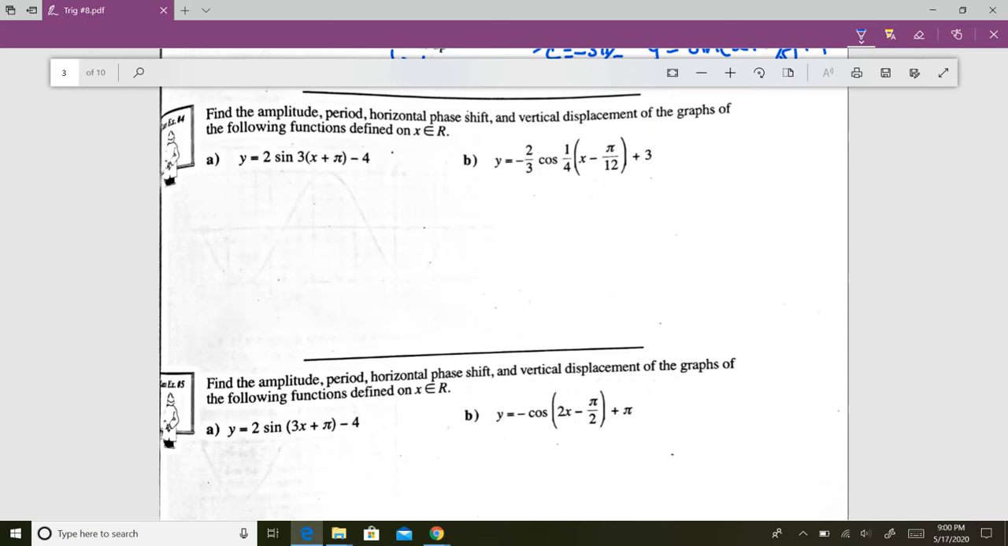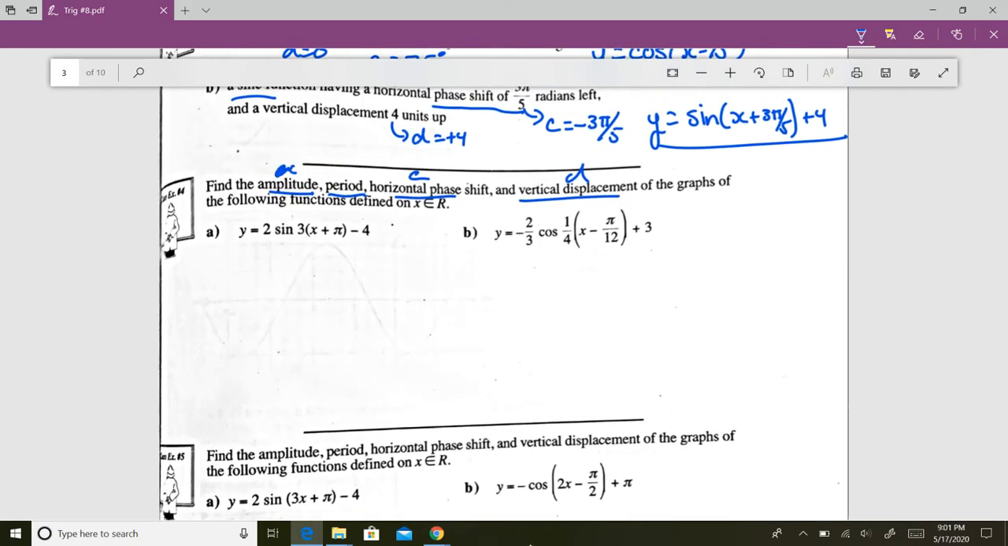Now you have the equation, and you just have to tell me what each of these things are: amplitude, period, horizontal phase shift, which is C, and vertical displacement, which is D. The amplitude number is A. So what's our A value? Amplitude is 2. We'll leave B, the period, to the end. Our C value is negative pi, therefore we went left. Since A is 2, amplitude is 2, even though they don't ask for it. Our d value is negative 4, which means we went down.